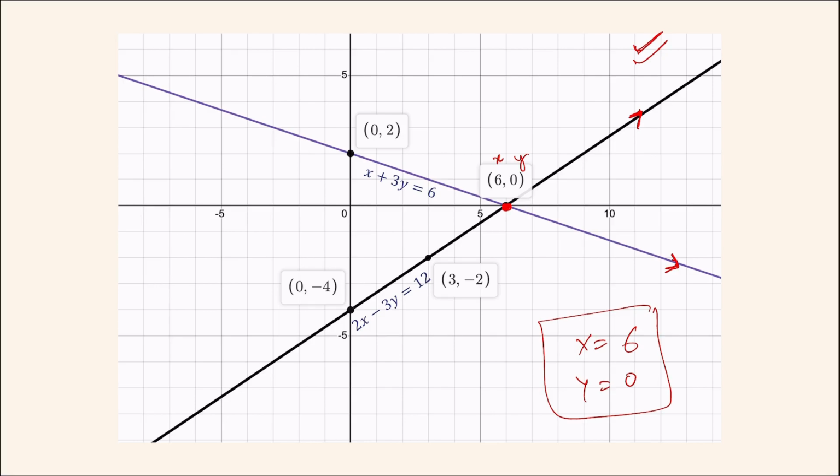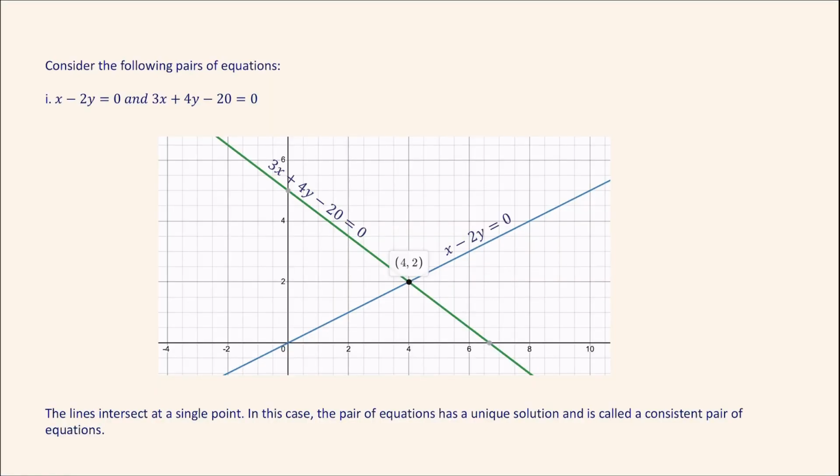Now a question might pop in your head. In this example, the lines intersected. But what if the lines don't intersect? This is a very valid question that you have in your mind. So now moving on, this is the first example. This is the first case, I would say, where lines intersect.